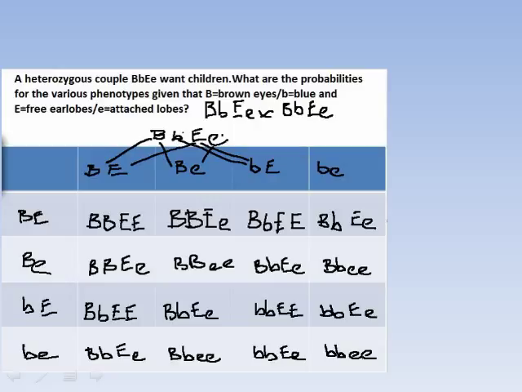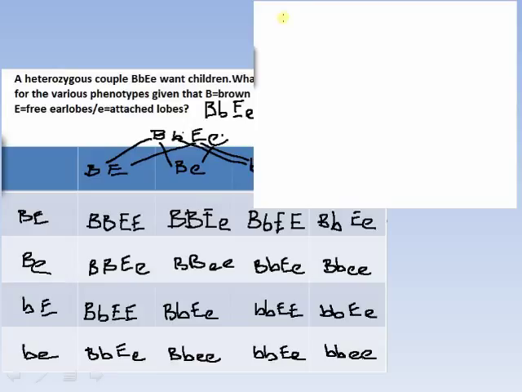It all looks very confusing, but what we can actually do is go through that Punnett square and pick out the ones with the various combinations. For instance, any of them with big B's and big E's are going to have brown eyes and free earlobes. And if we do that, then what we find is that we get a very characteristic ratio for the cross between 2 heterozygotes. For the individuals with brown eyes and free earlobes, we find there are 9 out of 16 of those.